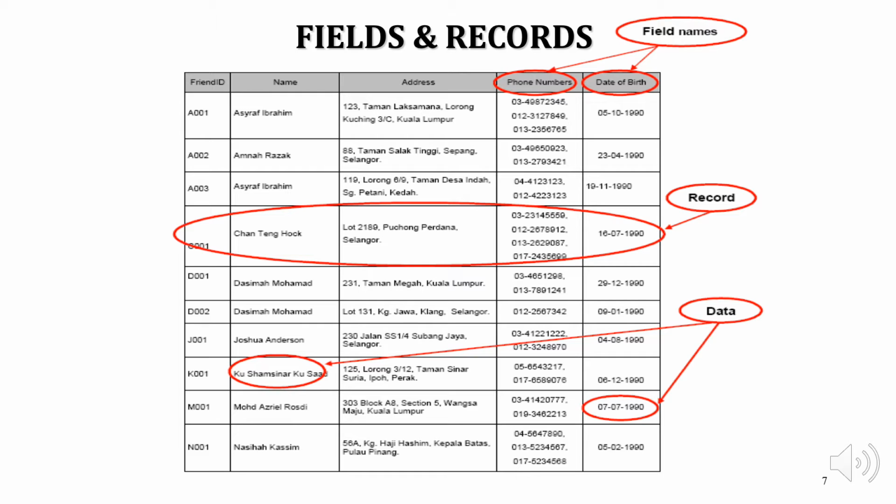So if you see the name repeated, the record repeated, actually there is no problem. It depends on the record actually. So this is what we call the table with the fields and records. Each of the records has 5 field names, and there are 10 records. Data is actually, for example, Ku Shamsina, the name, that is data.